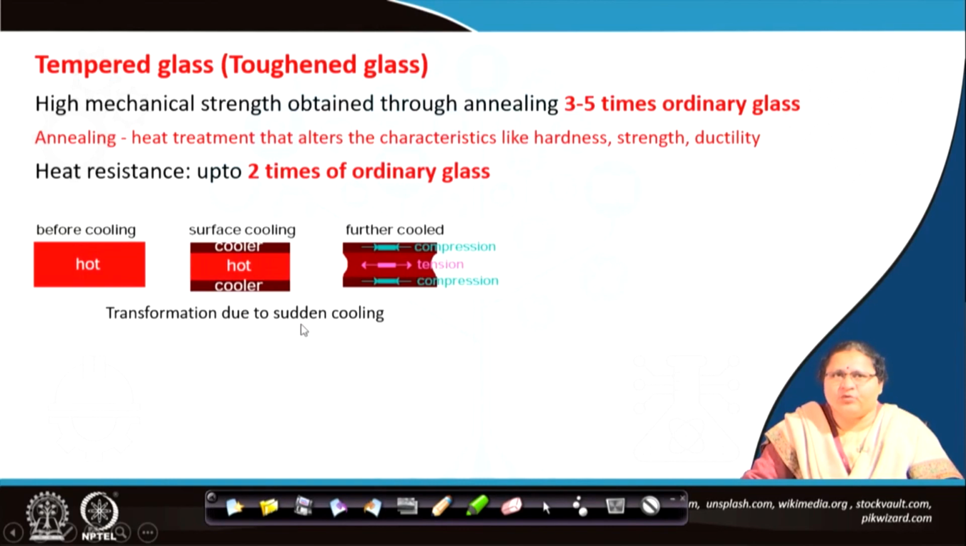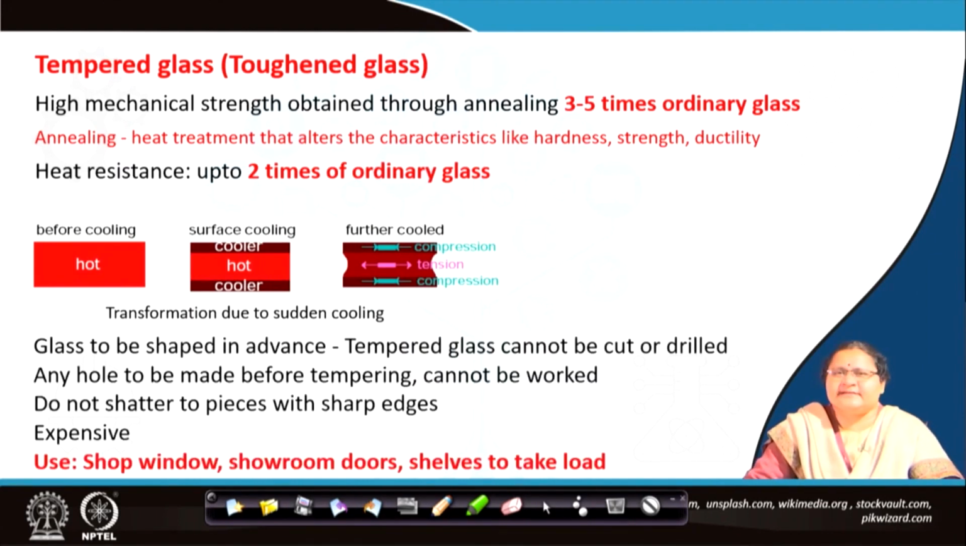This sudden cooling keeps on changing the pattern or the formation of the glass, and the heat resistance of such kind of glass is at least 2 times higher than that of ordinary glass. Glass in this case, as you had seen in the others, you can shape, you can drill, you can cut, you can weld, but in case of tempered glass you cannot do any such operation.